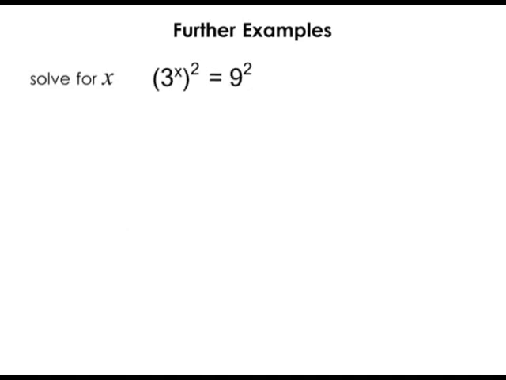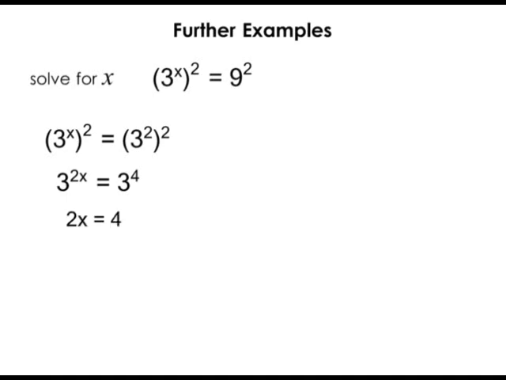Another one, 3 raised to power x, everything squared, is equal to 9 raised to power 2. We write them to base 3. We have 3 raised to power x, then squared, is equal to 3 raised to power 2, and then squared. So we have 3 raised to power 2x is equal to 3 raised to power 4. 2x is equal to 4, and x is equal to 2.